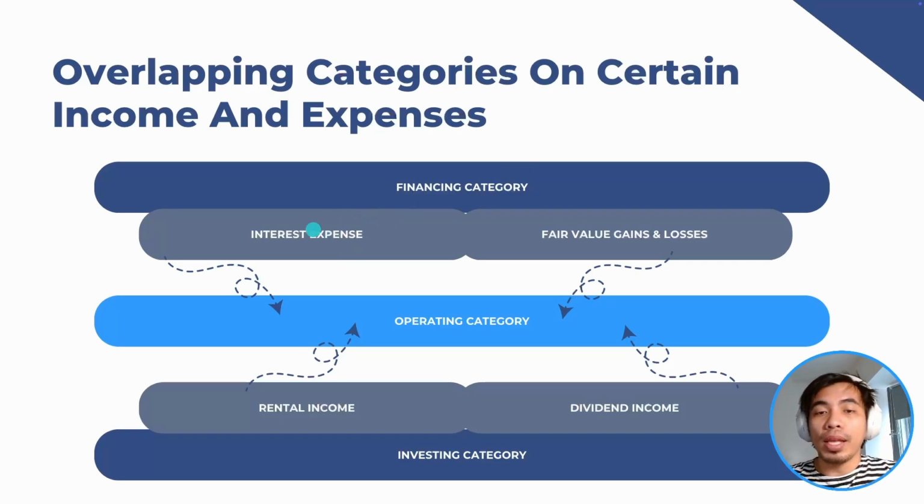Basically, it explains which income and expenses that fall under the investing and the financing category, for example, interest expense, fair value gains and losses, rental income, dividend income, which of these that normally fall under the other categories under the general requirements would have to be transferred to the operating category if the company that you're doing accounting for is operating under the specified main business activities, specifically identified by IFRS 18.